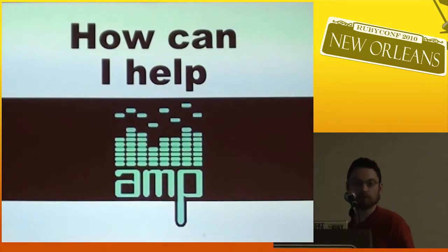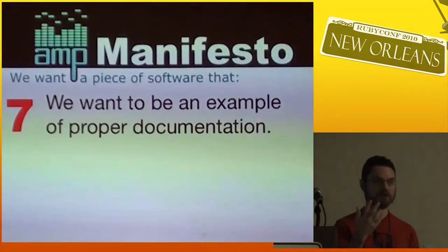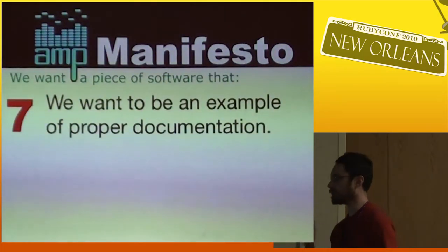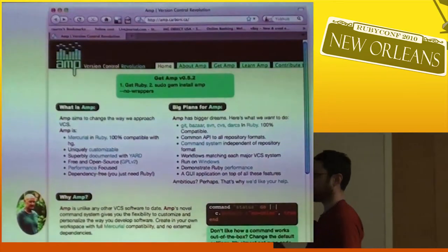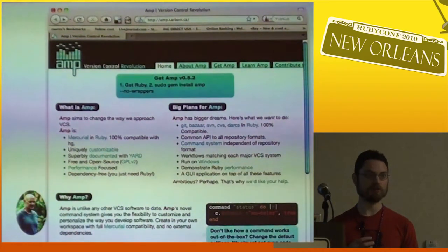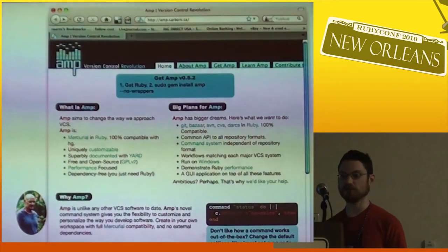So, how can you help out AMP? Well, one of the goals of AMP is to be an example of good documentation and hopefully generally a good Ruby project. I was actually very impressed with the amount of effort that Mike and Ari had put into setting up their project so it would be easy to understand what's going on and how to get into it.